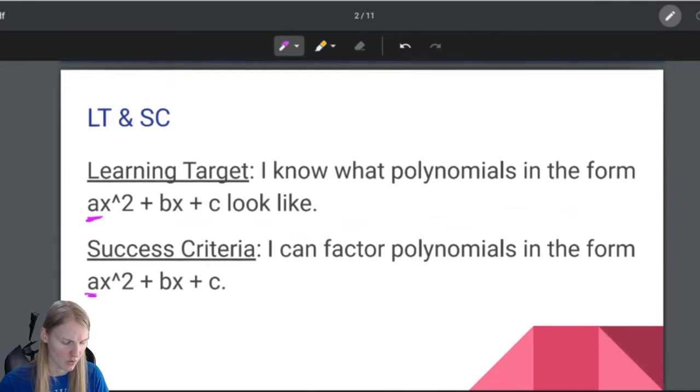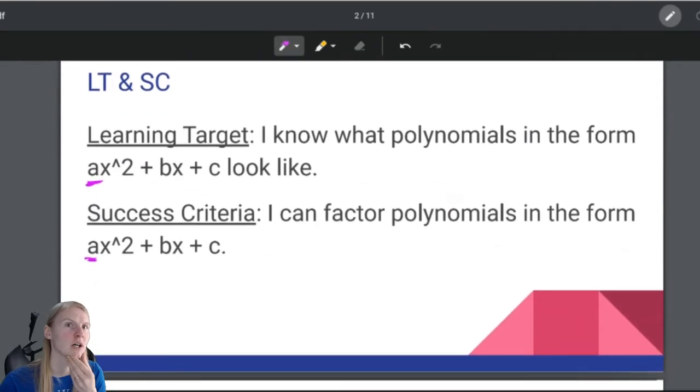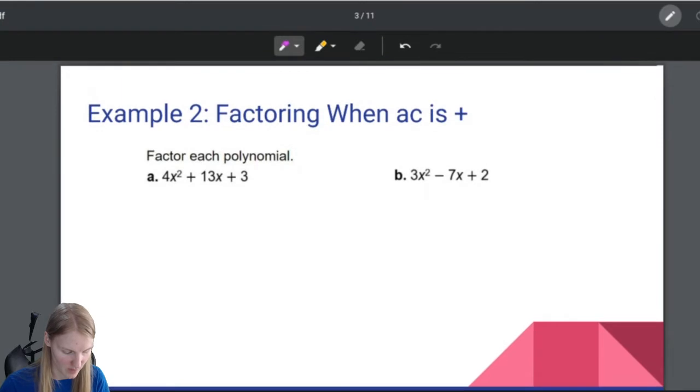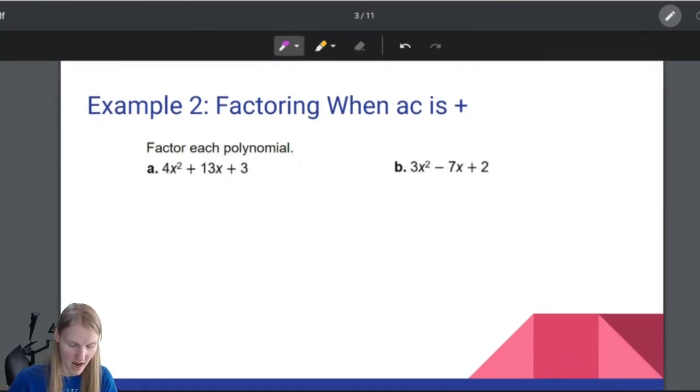But today, what happens when we can't pull out a greatest common factor? What happens then? So let's take a look at our first example. Factoring when AC is positive. What I want you to notice here is that I have a number in front of the x squared. I have a 4 here. But 4 does not go into 13 or 3. So there's not a single thing that I can pull out of this polynomial.